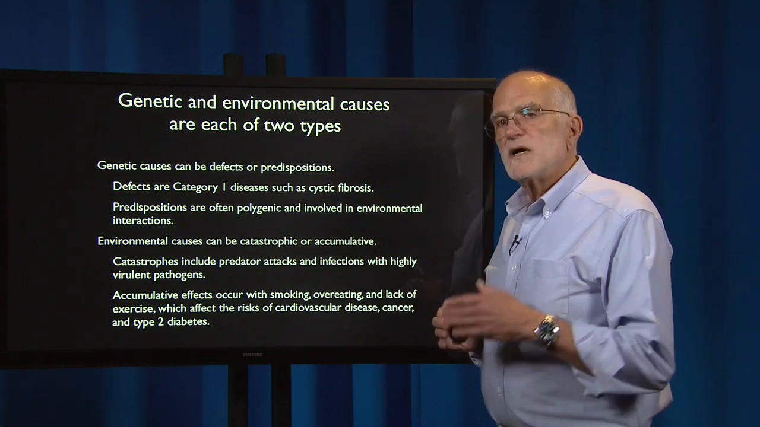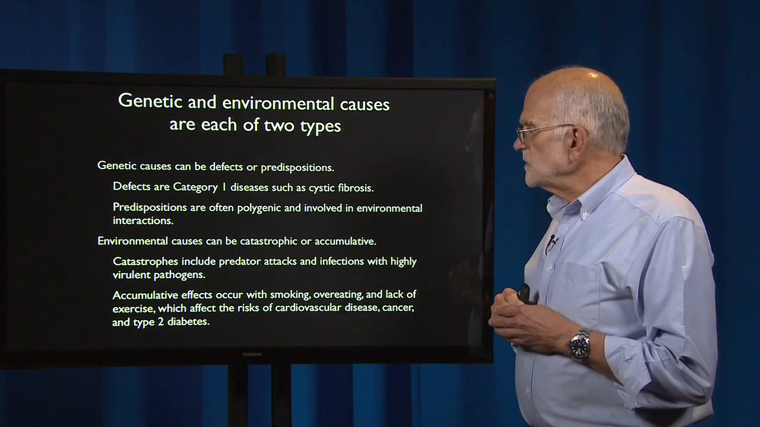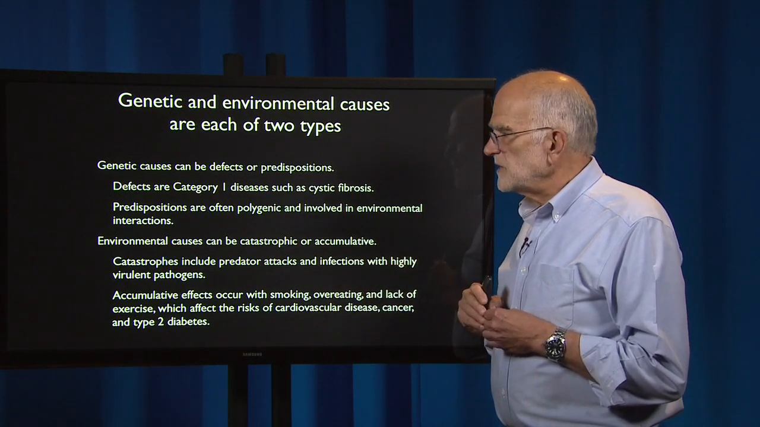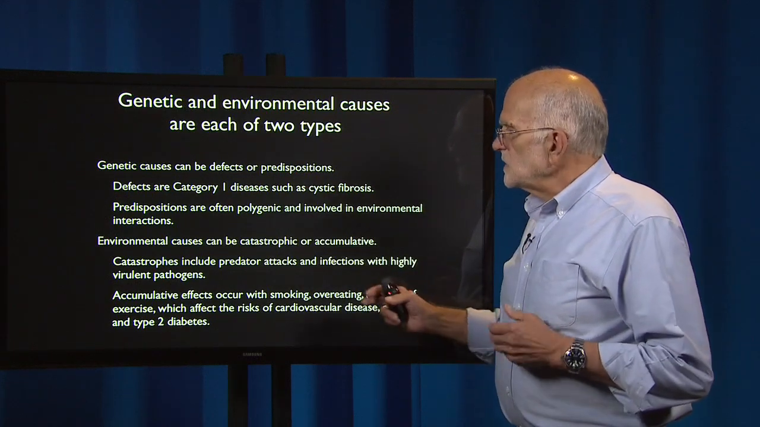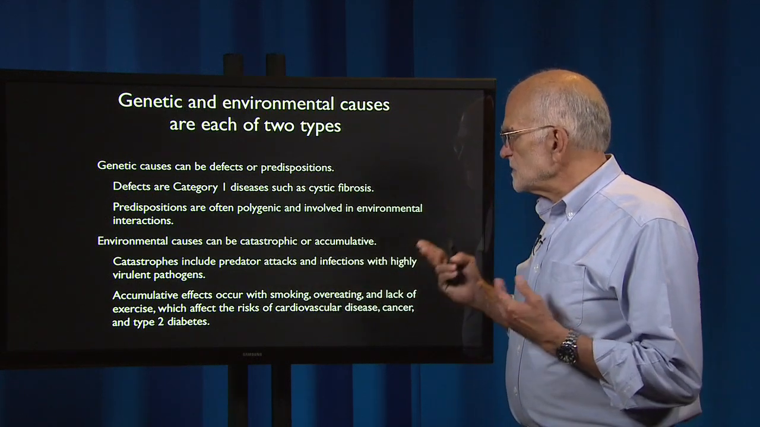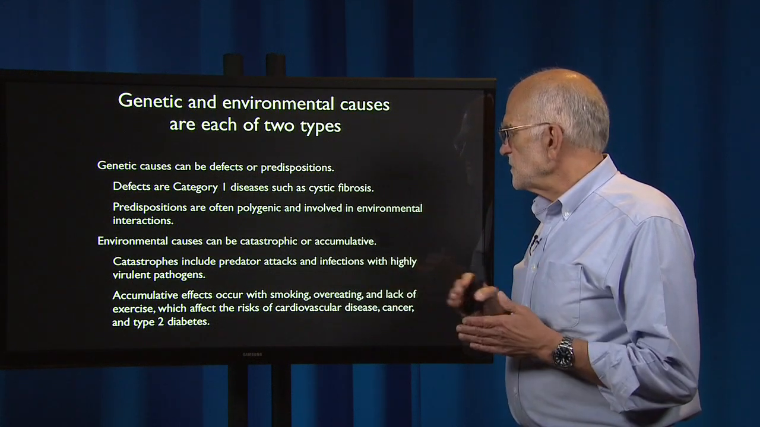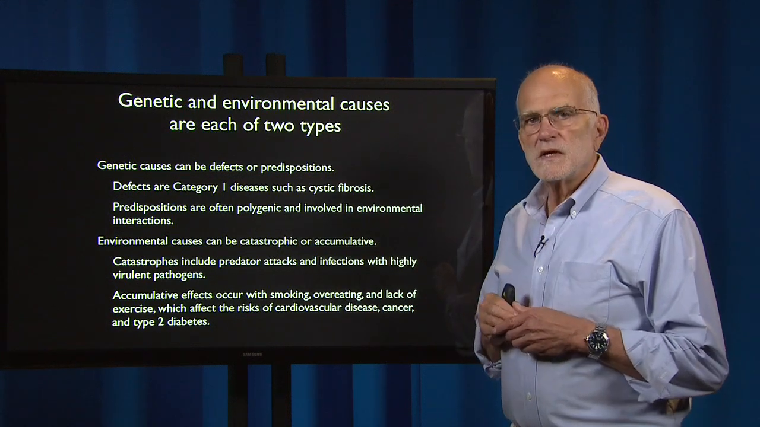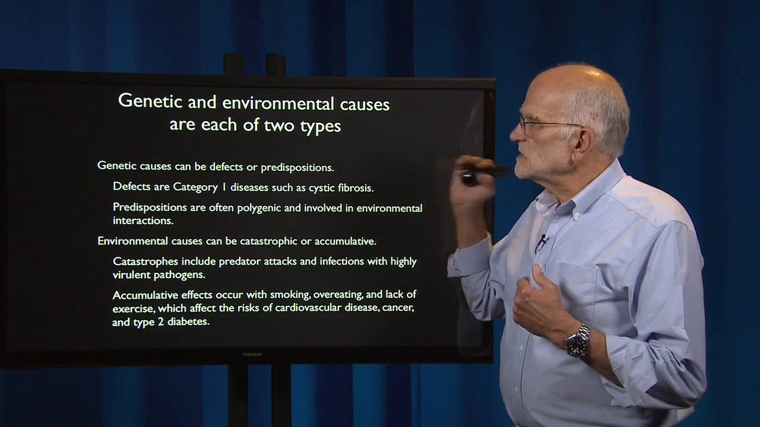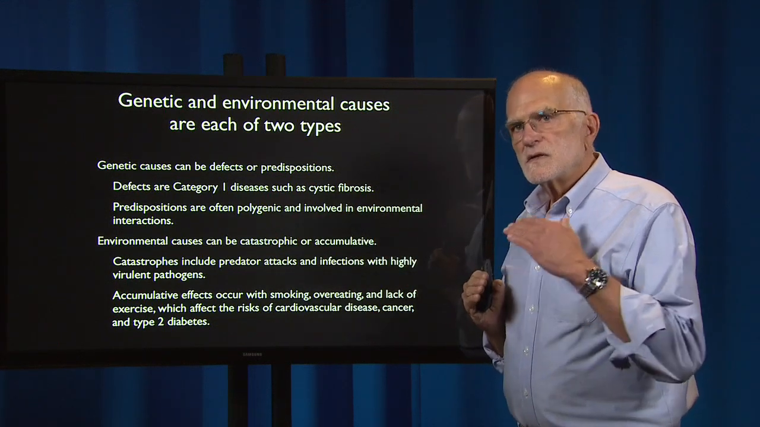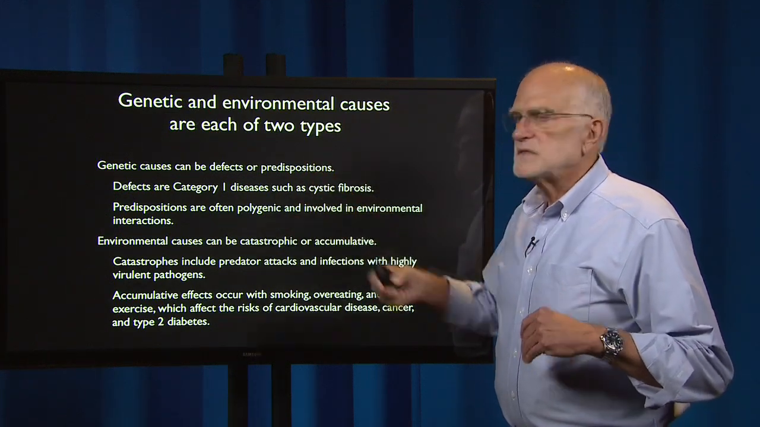Environmental causes can be either catastrophic or accumulative. Catastrophes include predator attacks and infections with highly virulent pathogens like SARS, MERS, Ebola. Accumulative effects occur with things like smoking, overeating, and lack of exercise, which affect risks of cardiovascular disease, cancer, and type 2 diabetes. So the differentiation between sudden large effects and continued smaller accumulative effects is important both for genes and for the environment.